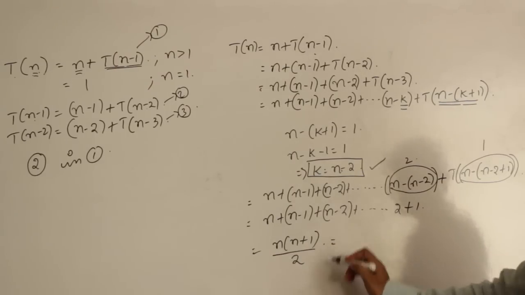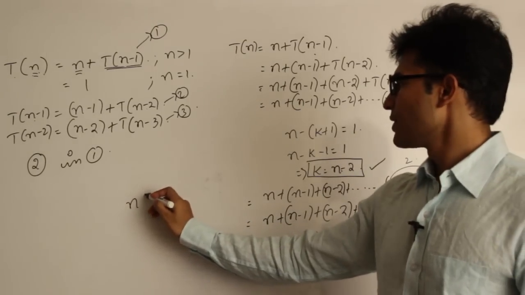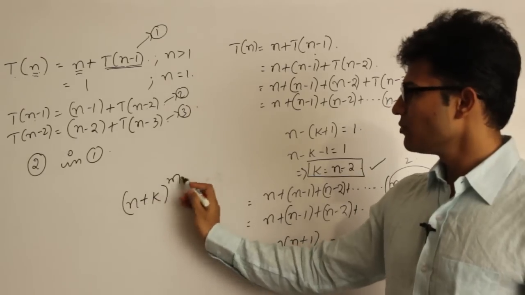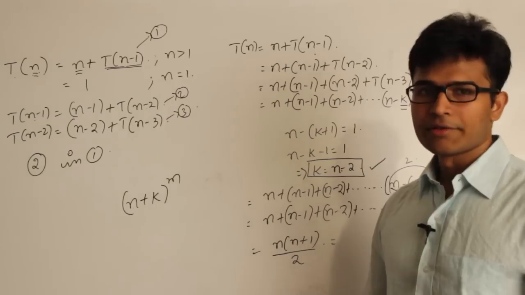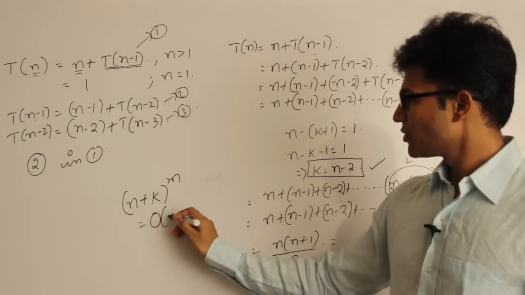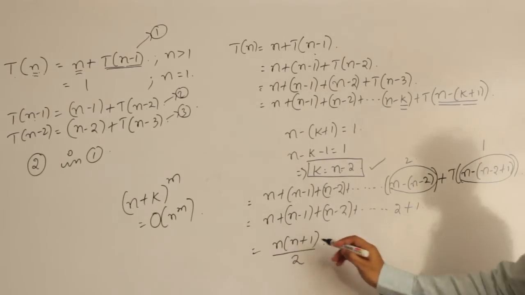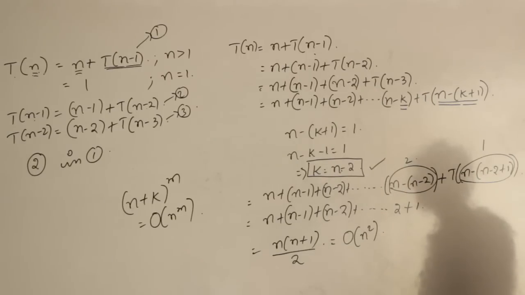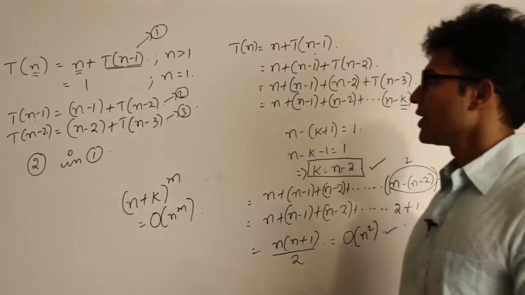Always remember, whenever I have a polynomial like this, n plus k to the power m, the most significant term is n to the power m. So don't worry about the constants; we can always write it as order of n to the power m. Then what is the most significant term in this? It is n square. Therefore I could always write order of n square. So the time complexity for this problem turned out to be order of n square. How did we get this? By back substitution. Okay, we shall see other methods.